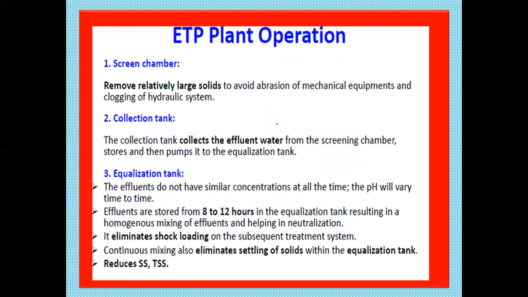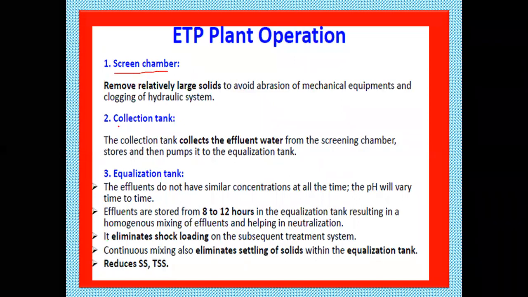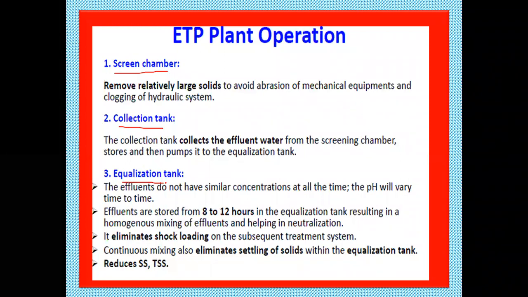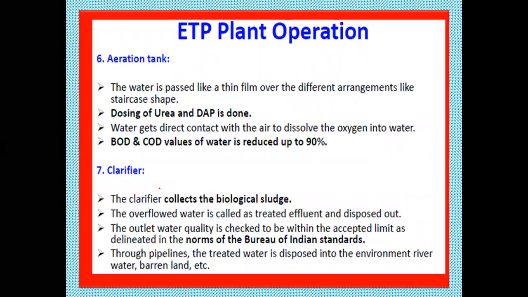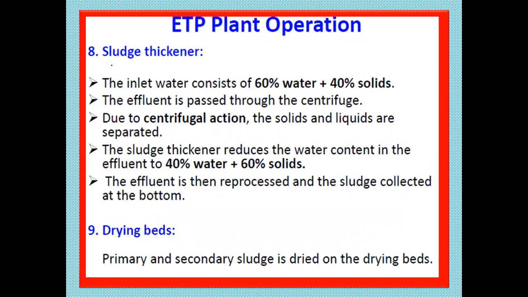ETP plant operation: screen chamber, collection tank, equalization tank, next flash mixture, next clarificator, next one aeration tank, clarifier. The clarifier collects the biological sludge. You can study all this on your own. 8th point sludge thickener, 9th point drying beds. So these are the ETP plant operation procedure. In total we have 9; you study these 9.